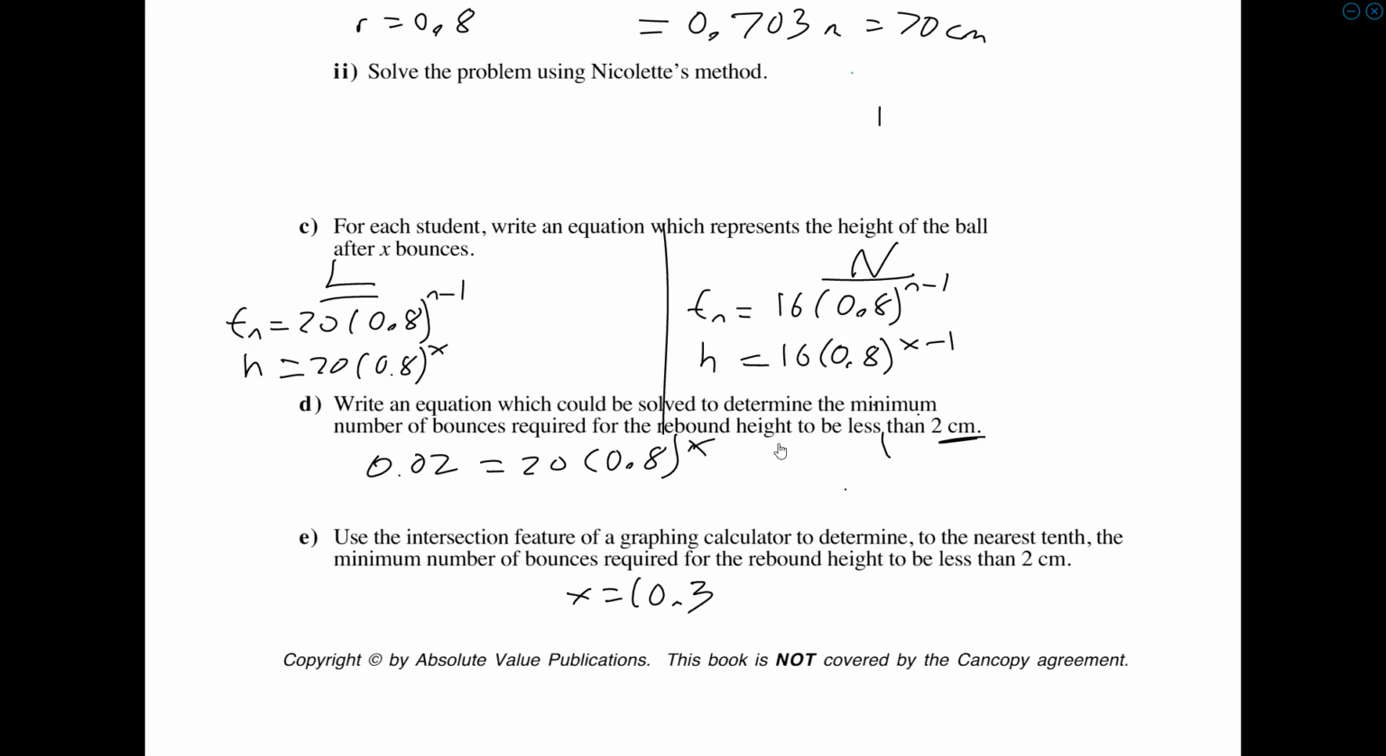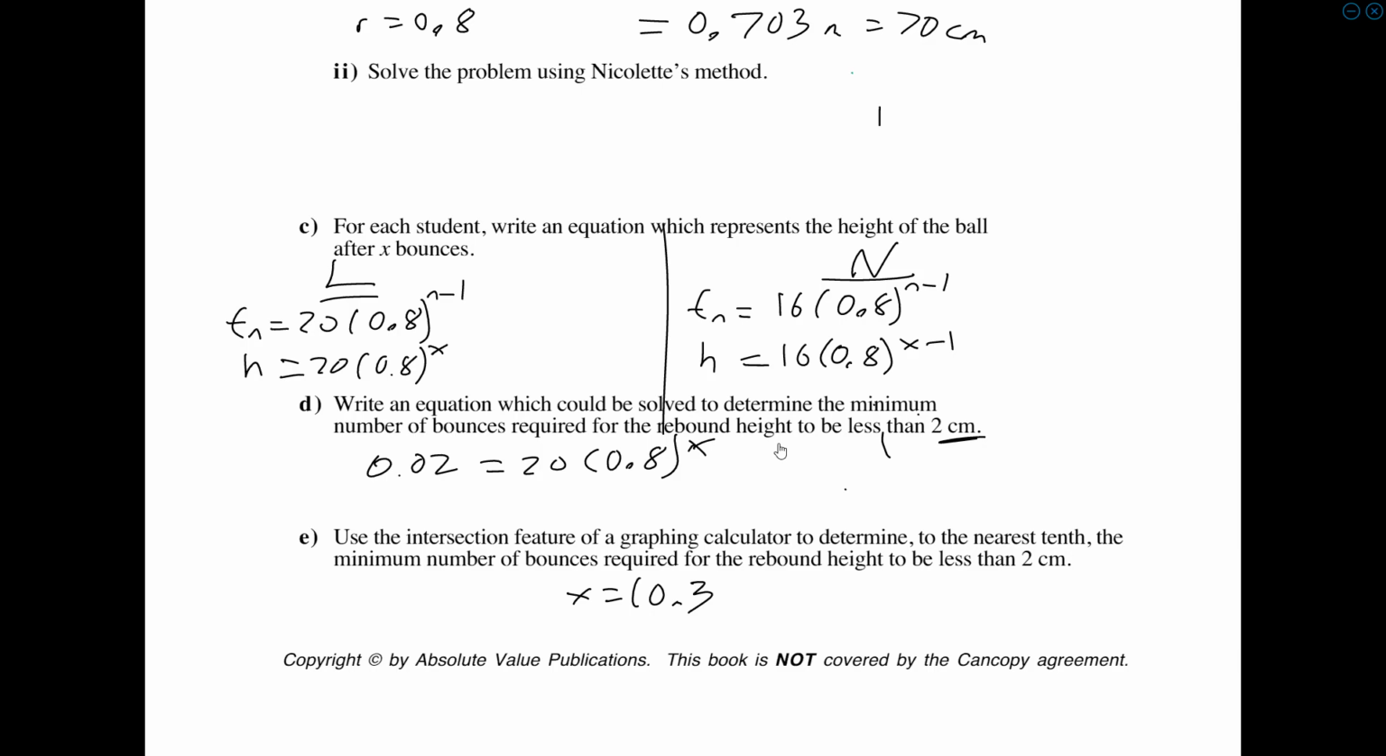What's the unit here? Well, I'm sure not done. First of all, what were we looking for? So, what does x mean in this situation? Write an equation that can be solved to determine the minimum number of bounces required for the rebound height to be less than 2 centimeters. So x is talking about number of bounces.